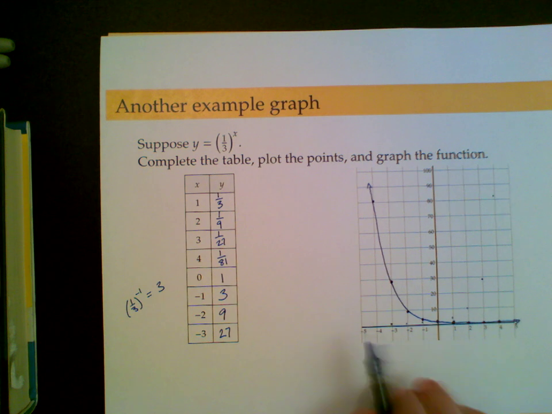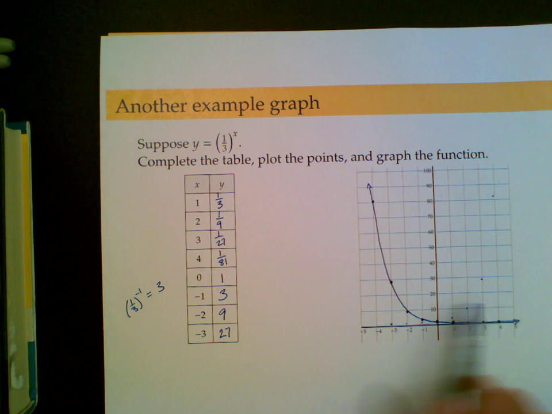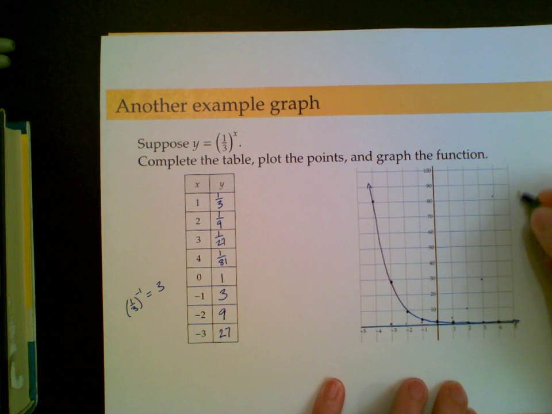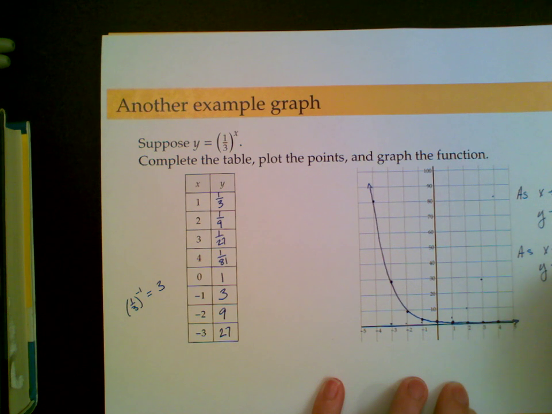So we have a similar shape. Notice that it is actually very closely related to the previous graph. It's been reflected over the y-axis. But we can also talk about the end behavior. As x goes to positive infinity, this time y is going to go to 0. And as x goes to negative infinity, y is going to positive infinity.